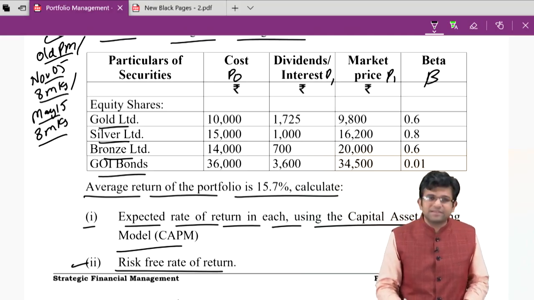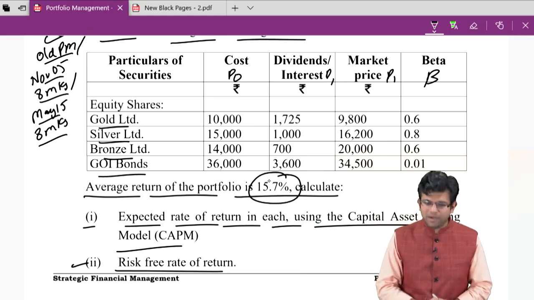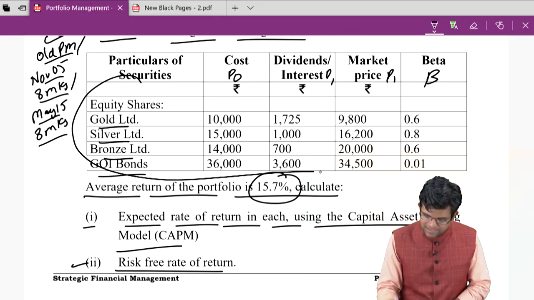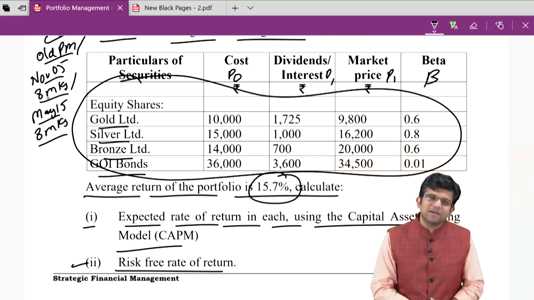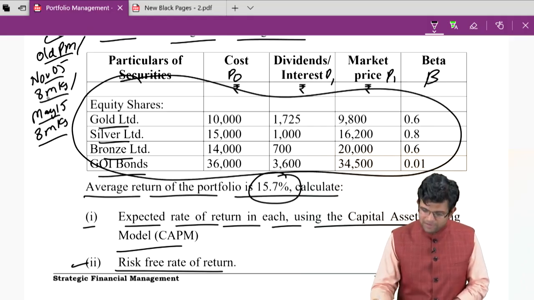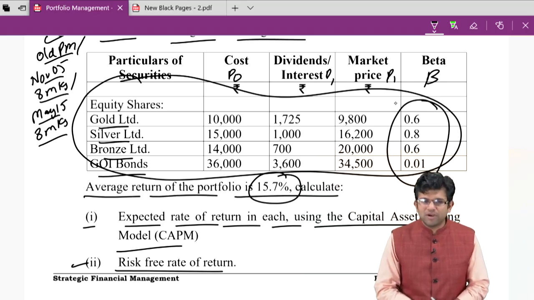Students, in this situation, what to do? Very simple. Do you realize this will be taken as the KE of the entire portfolio? We can easily calculate RM of this particular question. RM is available, KE is available. We can easily find the average beta here and then calculate the IRF as the balancing figure. I hope you understood what I'm trying to explain.